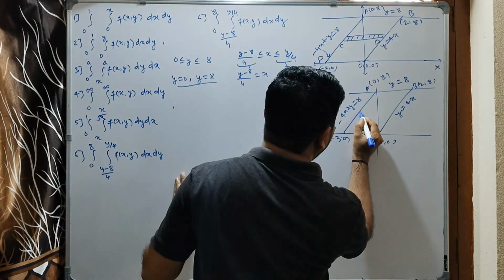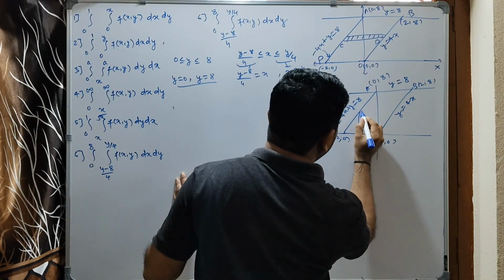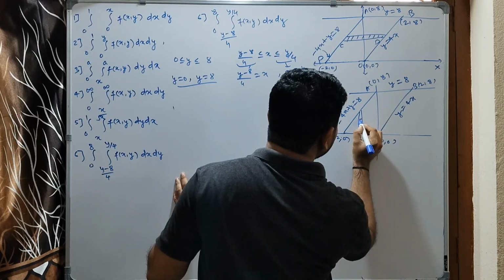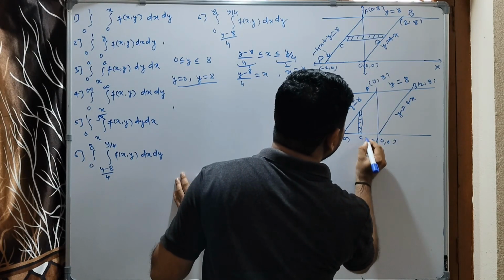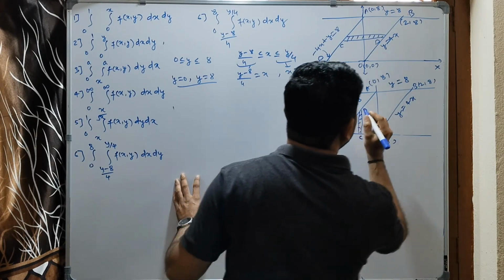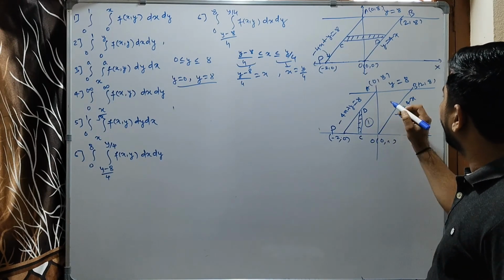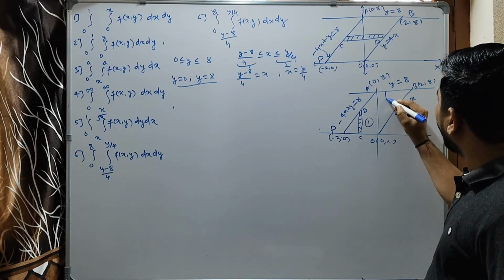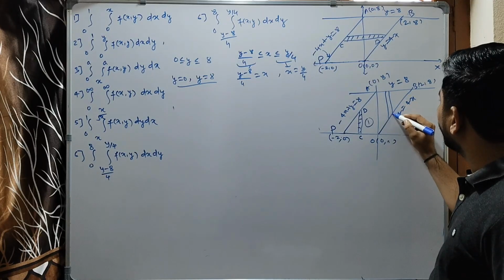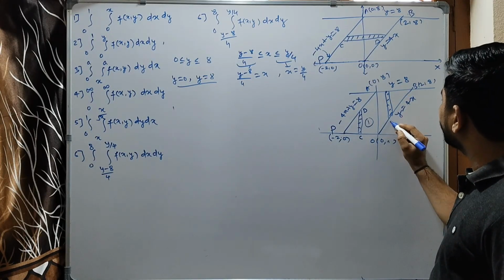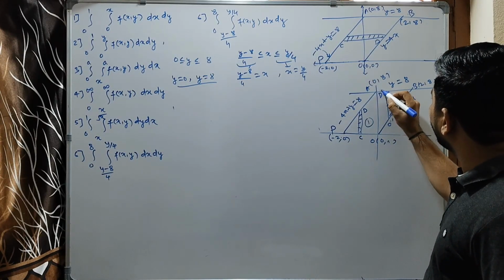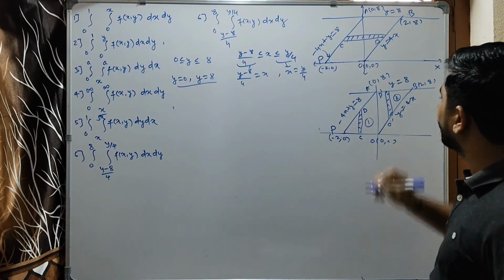So here, let's say I will draw one strip which is parallel to the y axis. Let's say this is C and D. And to cover this first region and to cover this second region, I will draw another strip. Let's say this is another strip, C dash and D dash, to cover my second region.